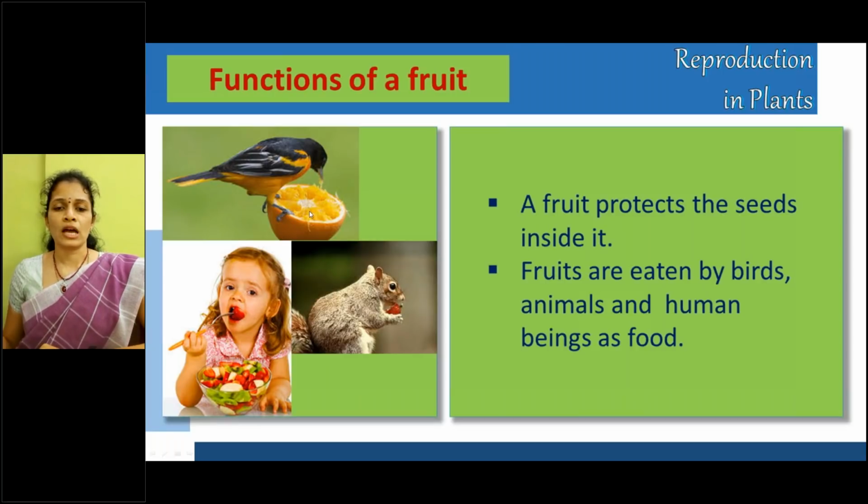That means fruits are eaten by birds, animals, and even we human beings also eat the fruits as food. Here the squirrel is having the fruit, and the girl is also eating the fruit. Now, what are the functions of fruit? A fruit protects the seeds inside it, and human beings, birds, and animals have the fruits as their food. Now, let us see a small video on fertilization, children.